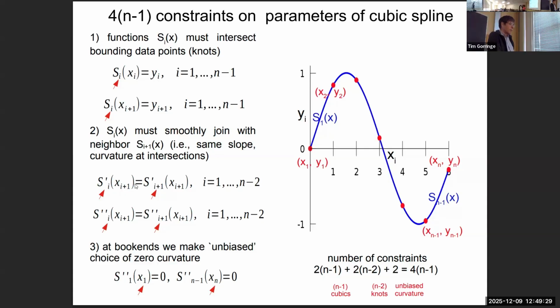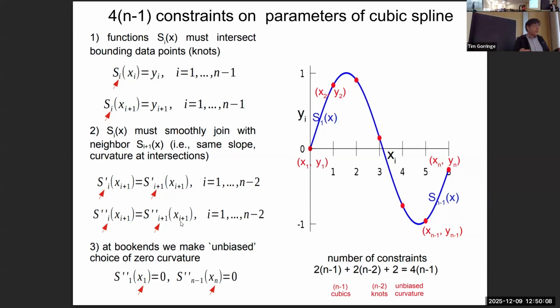So the primes indicate the first order differentials, the double primes, the second order differentials. And we're saying that at this point, xi plus 1, which is the boundary between one cubic, the Si cubic, and the neighboring cubic, the Si plus 1 cubic, those slopes have to be equal to one another, and those curvatures have to be equal to one another. So that provides almost all the remaining constraints.